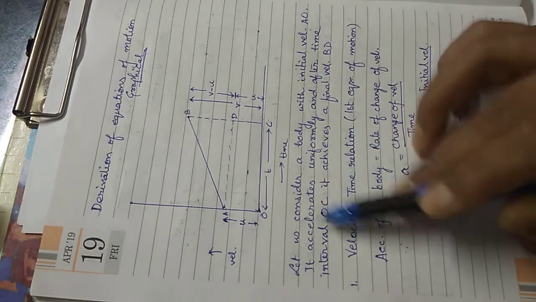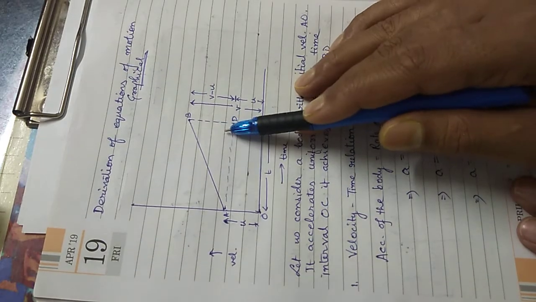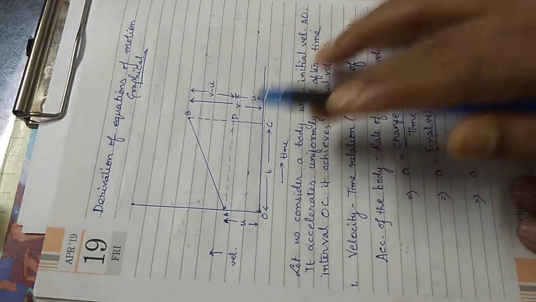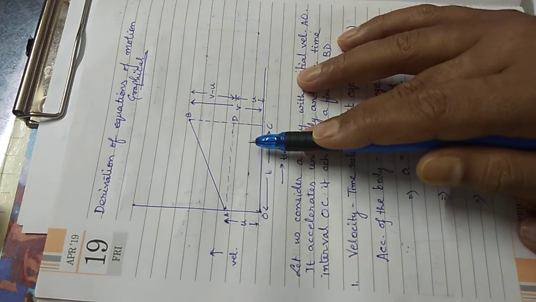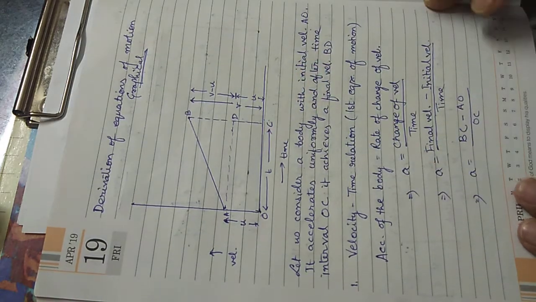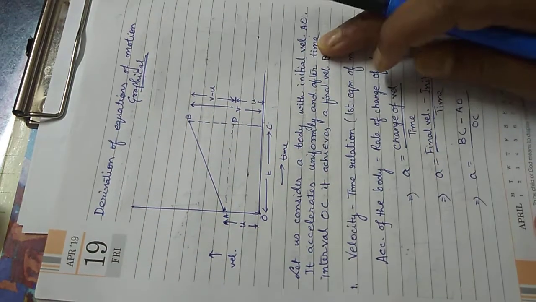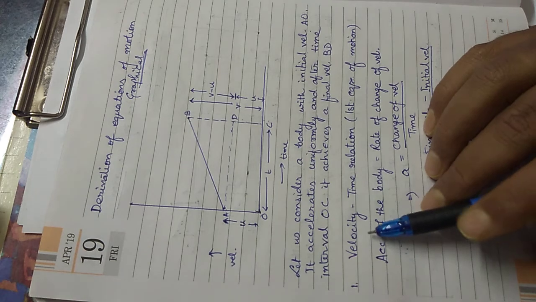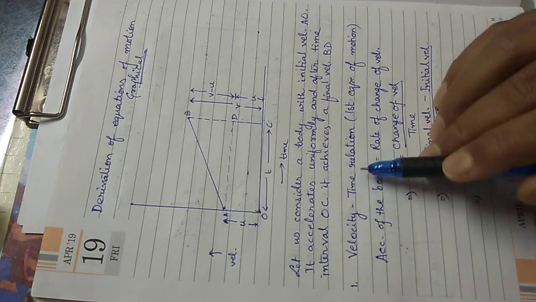So that is what we have written here. Whatever we have considered here, we have written here. So for all the three equations, we will be using this graph. Every time you don't have to draw the graph; drawing once and writing once what you have considered will do. So the first graph is called the velocity time relation.